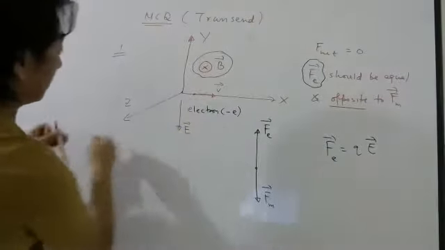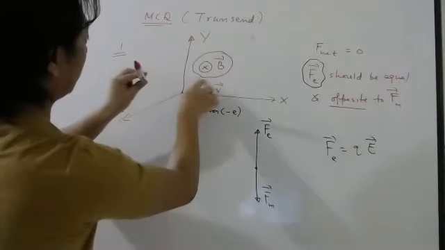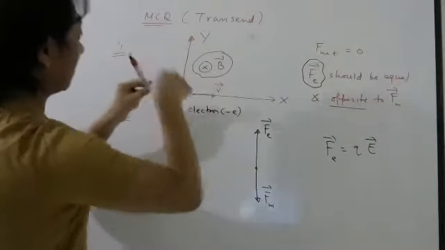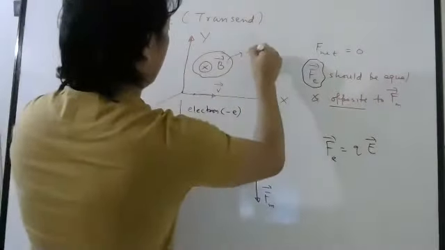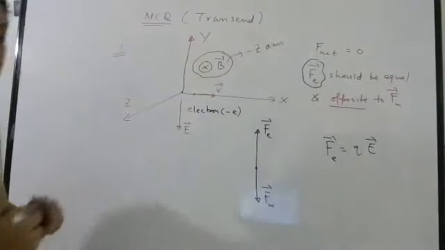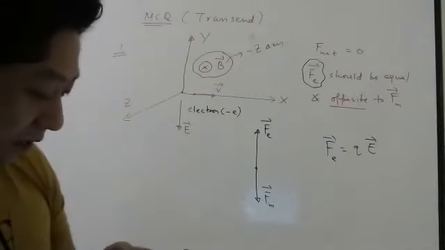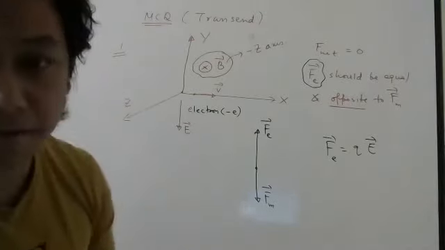But this is z-axis. No, z-axis is out of the board. So if this is z-axis, magnetic field should be applied along negative z-axis. So answer is magnetic field should be applied along negative z-axis. Option B.